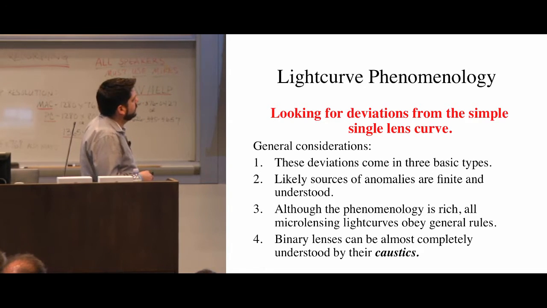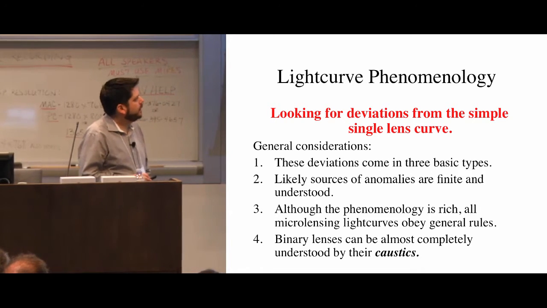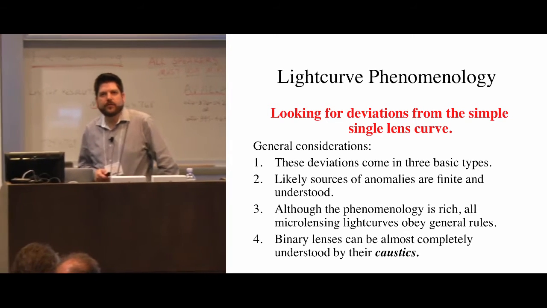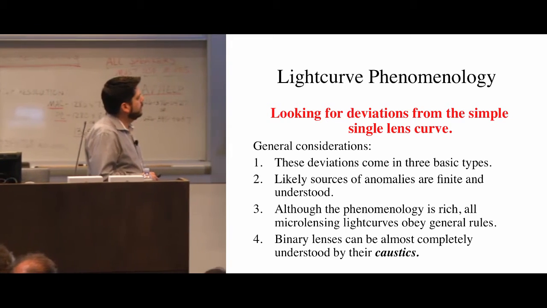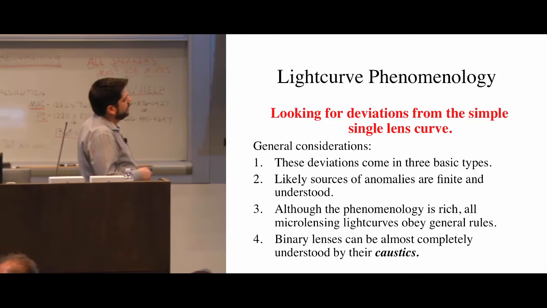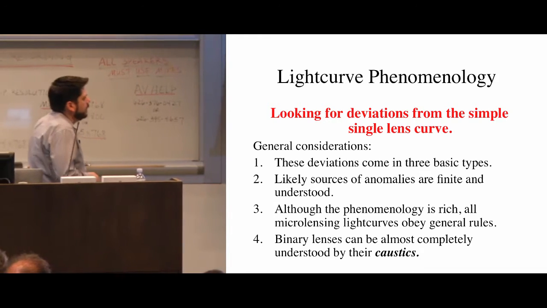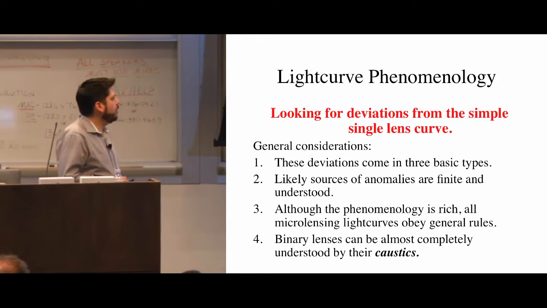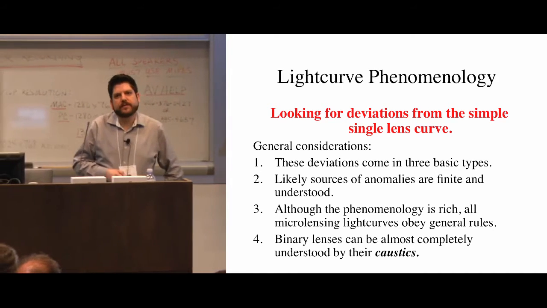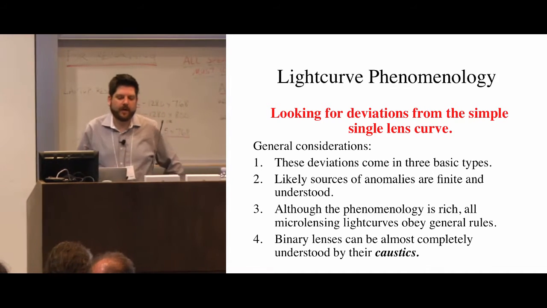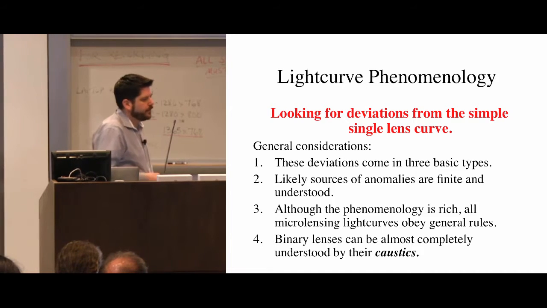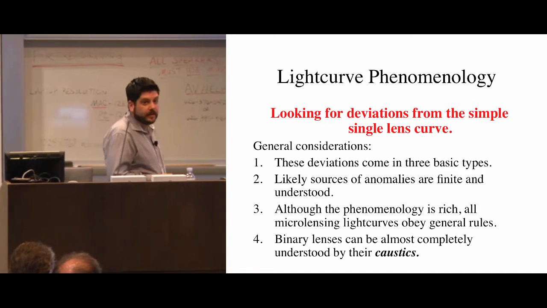And the general considerations, there's deviations come in three basic types. One is anomalies, and the likely sources of anomalies are more or less finite and understood. And although the phenomenology is exceptionally rich, all microlensing light curves more or less obey general rules. Now, for the binary lens, we basically know what those rules are. For the triple lens, we're in a much more nascent state.